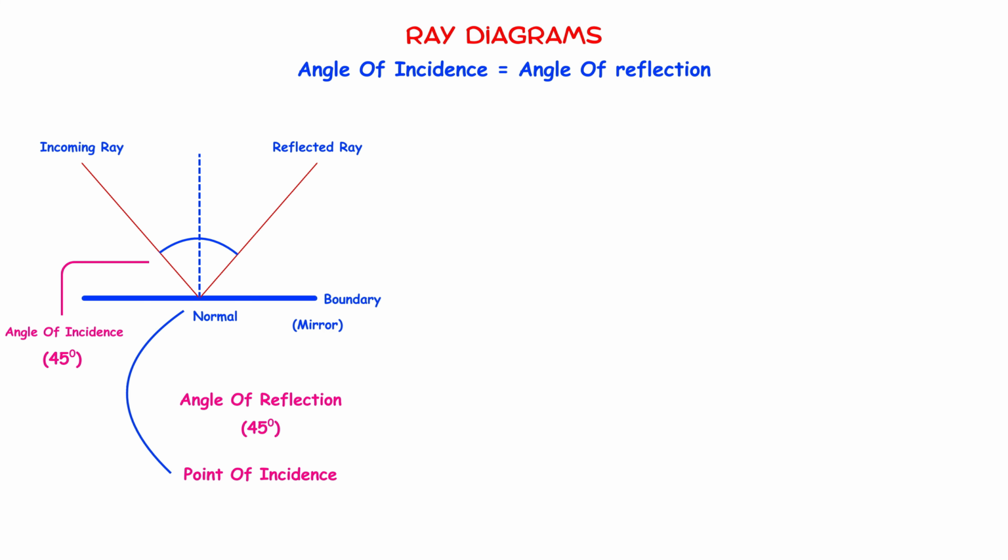The angle between the incoming ray and the normal is called the angle of incidence, and, for example, it might be 45 degrees. According to the rule we just discussed, the angle of reflection must also be 45 degrees, meaning we draw the reflected ray outwards at the same angle on the opposite side of the normal. This completes our ray diagram and gives a visual representation of how reflection works at a smooth surface.